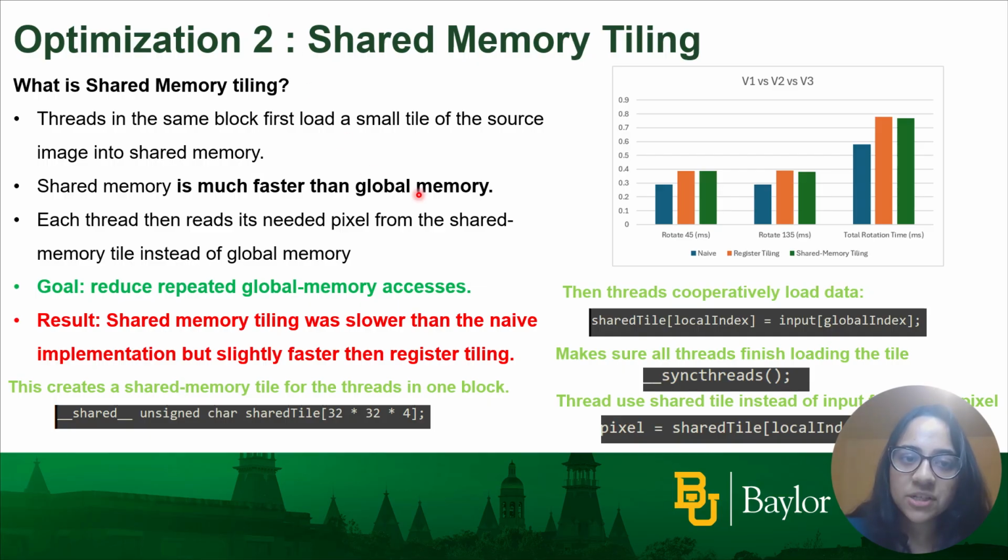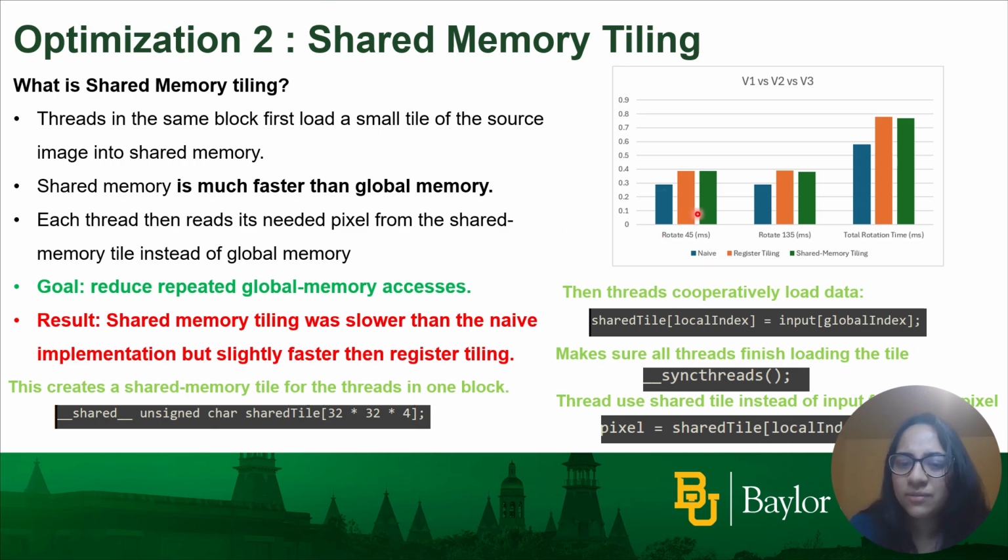The second optimization was shared memory tiling. The idea here is to reduce repeated access of global memory. Threads within the same block first cooperate to load a small region of the source image into shared memory. Because shared memory is much faster than global memory, the threads can then access pixels from the shared tile. After loading the tile, I used syncthreads to make sure all threads have finished loading the data before it is used. The goal was to reduce global memory traffic. However, the result was again slower than the naive implementation.